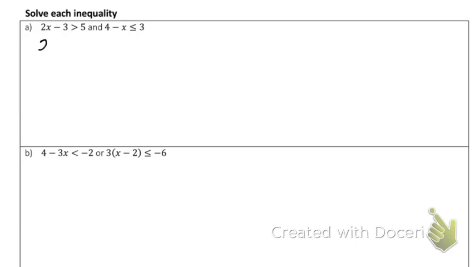So that would be adding 3 to both sides. So we'll have 2x is bigger than 8. Divide both sides by 2 and we'll have x has to be bigger than 4. Then I'll focus on the other one. I subtract 4 from both sides to give me negative x is less than or equal to negative 1. I do need to multiply both sides by a negative, but something should go off in your head saying I'm multiplying or dividing by a negative number. I need to flip that sign. And so we're going to have x is bigger than or equal to, not a negative 1, but a positive 1.